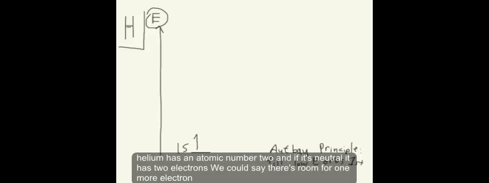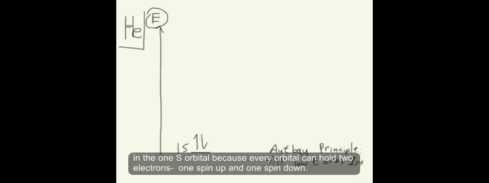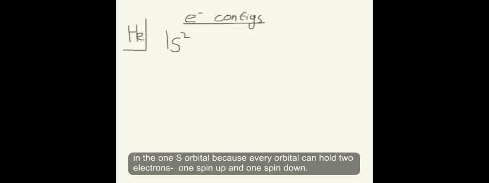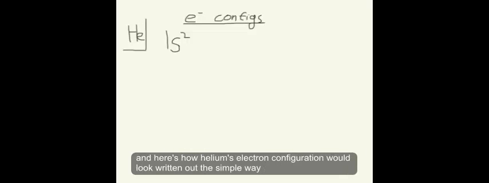Helium has an atomic number of 2, and if it's neutral, it has 2 electrons. We can see there's room for one more electron in the 1s orbital because every orbital can hold 2 electrons, one spin up and one spin down. And here's how helium's electron configuration would look written out the simple way.